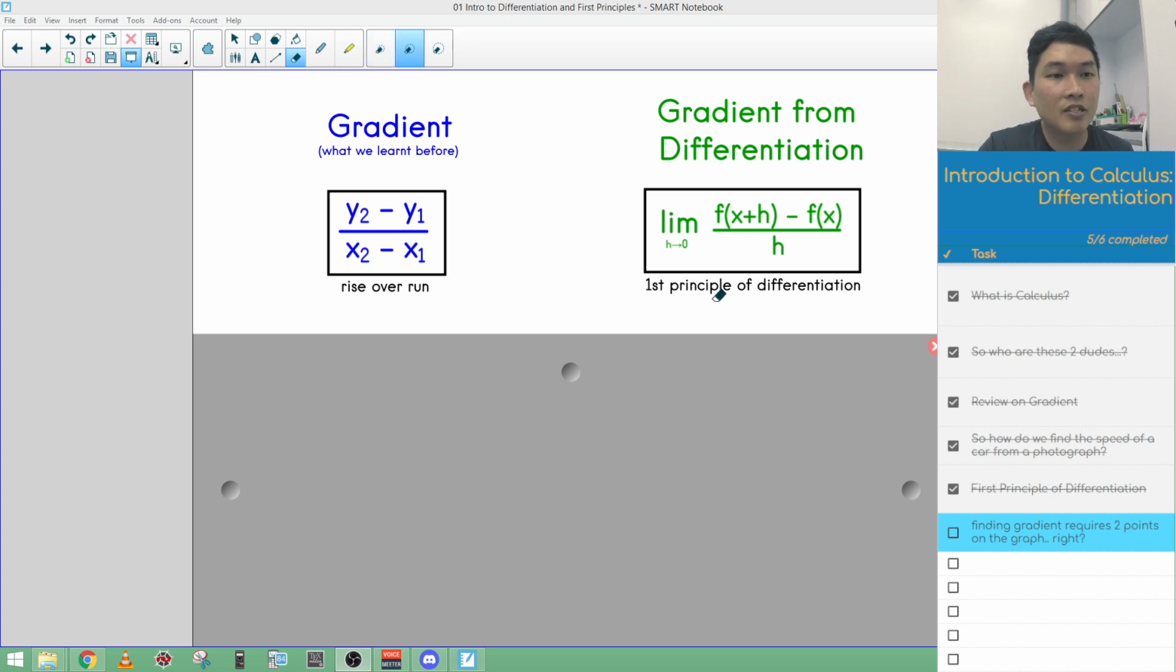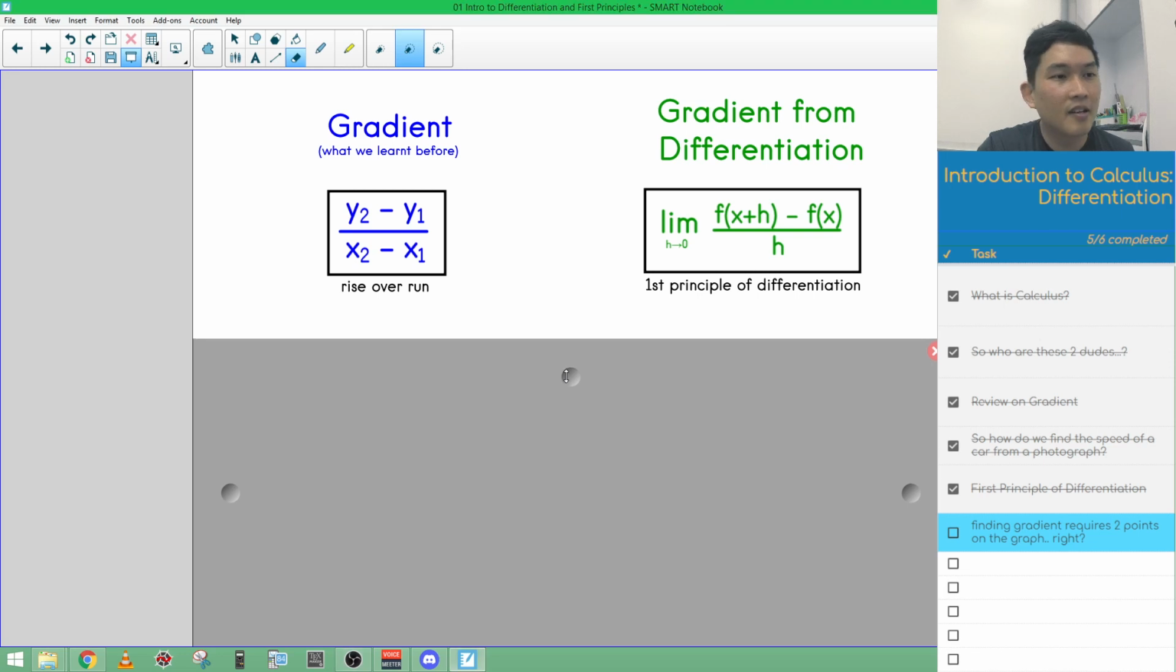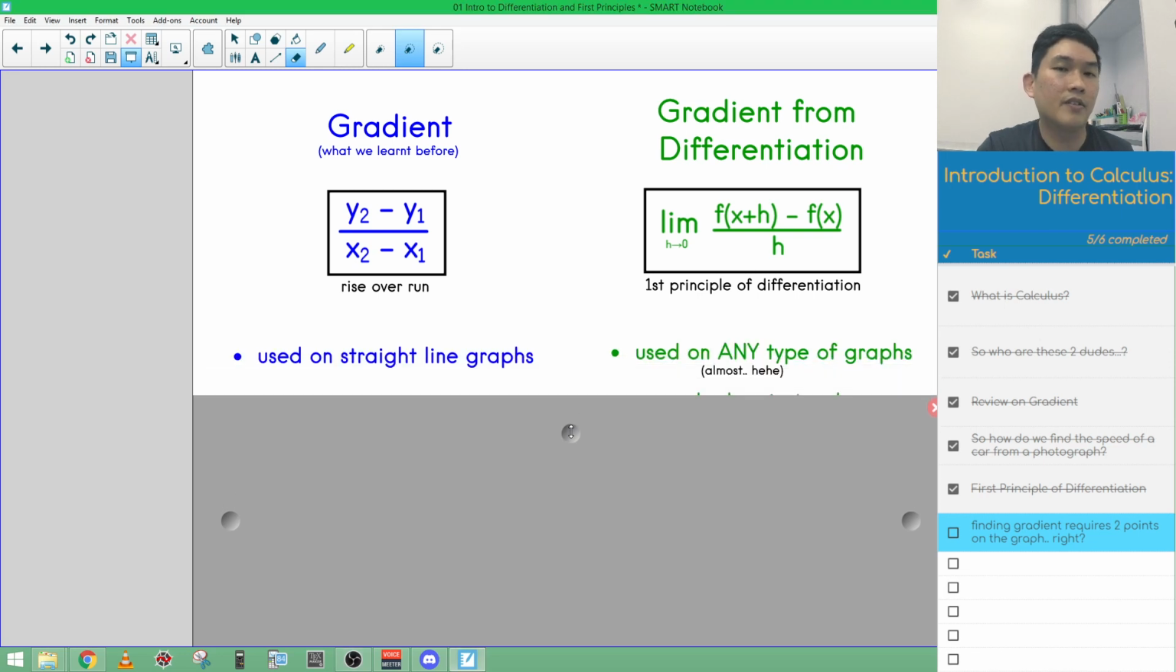Now, comparing these two, I would like to look at some differences. First of all, the most obvious difference is the limitation of the straight line gradient. It can only be used on straight line graphs. But the green one, which is why we're learning it, can be applied on any type of graph. Any. There are a few exceptions, but they are very rare, so you don't need to worry about it right now.